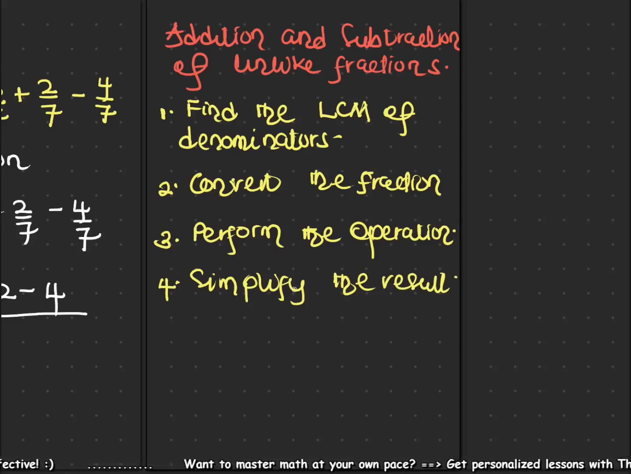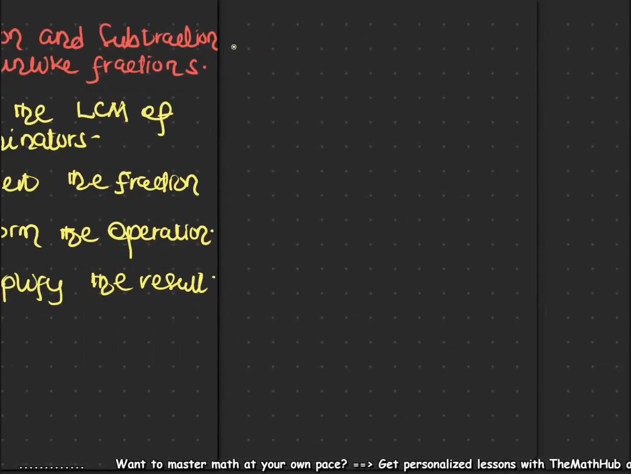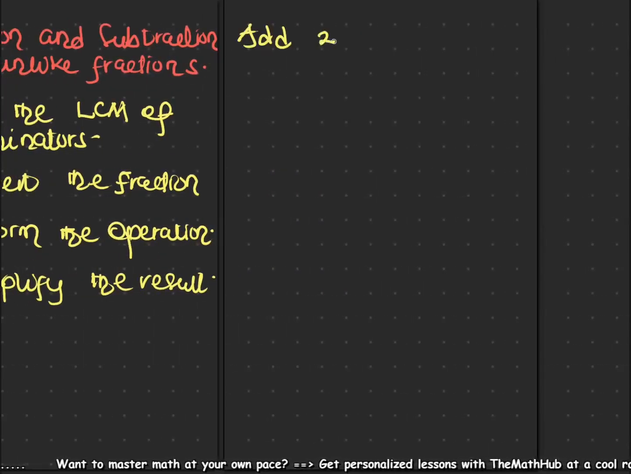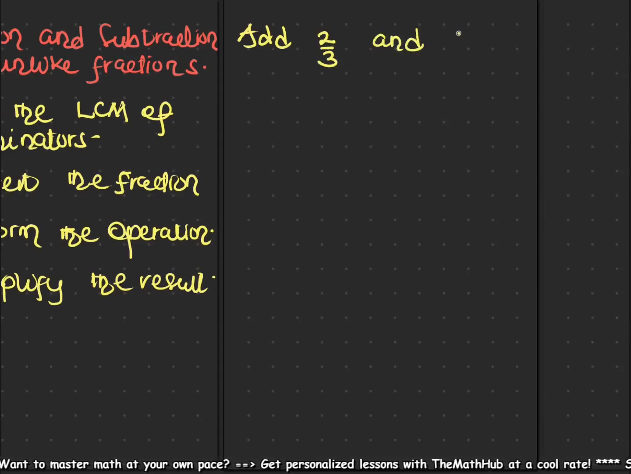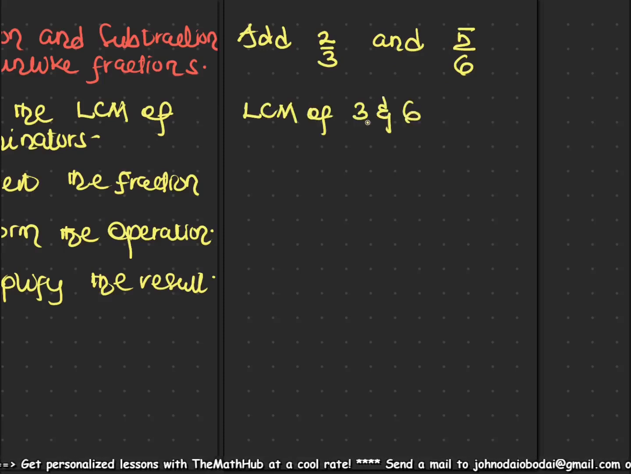So let's take some examples to illustrate what we have done there. Now add 2 over 3 and 5 over 6. So we have 2 over 3 and then 5 over 6. We want the LCM of 3 and then 6. Now what do you think that is going to be? The lowest common multiple of 3 and 6, what do you think it is? Pause and then type it in the comment section.